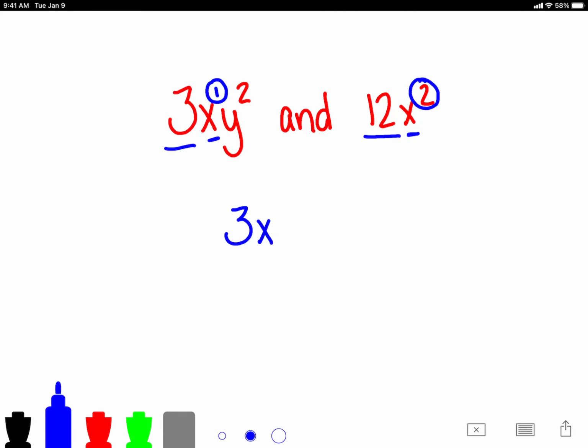If you notice, this first term has a y. This second term does not have a y.